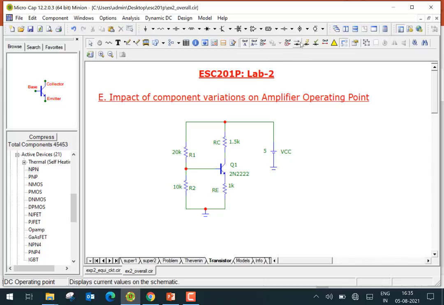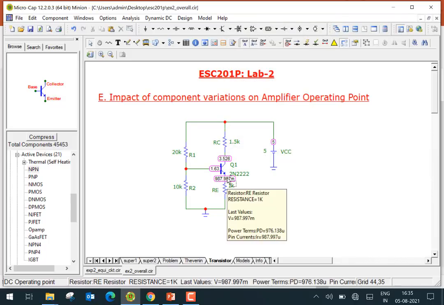So let's look at it here. We can see all the currents here. This 0.982 milliamperes is the collector current, okay? You can see the base currents, all those currents that are there here. And if you would like to see the voltages, the collector emitter voltage would be 3.5 minus 0.987. So that would be the collector emitter voltage here.